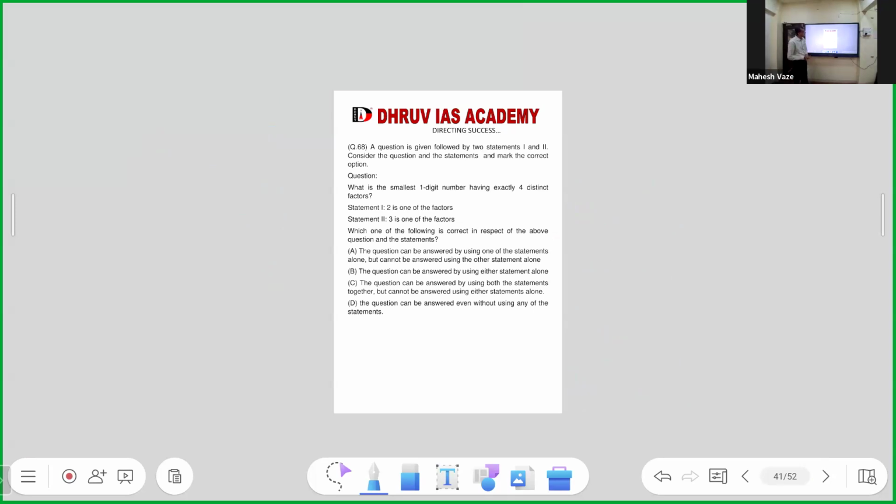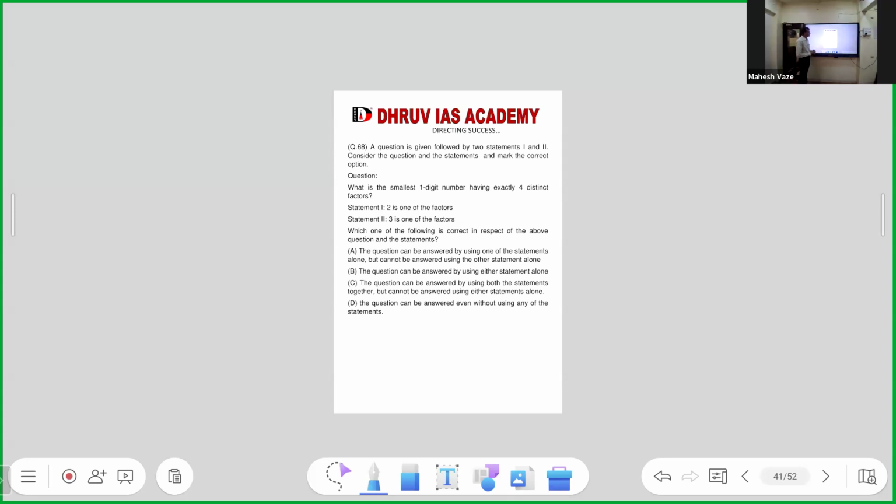A question is given followed by two statements. It is called statement sufficiency. Some statements will be given, one question will be given, and you have to find out whether the given statements are sufficient to answer the question or not. So here the question is: what is the smallest one digit number having exactly 4 distinct factors? And two statements are given.